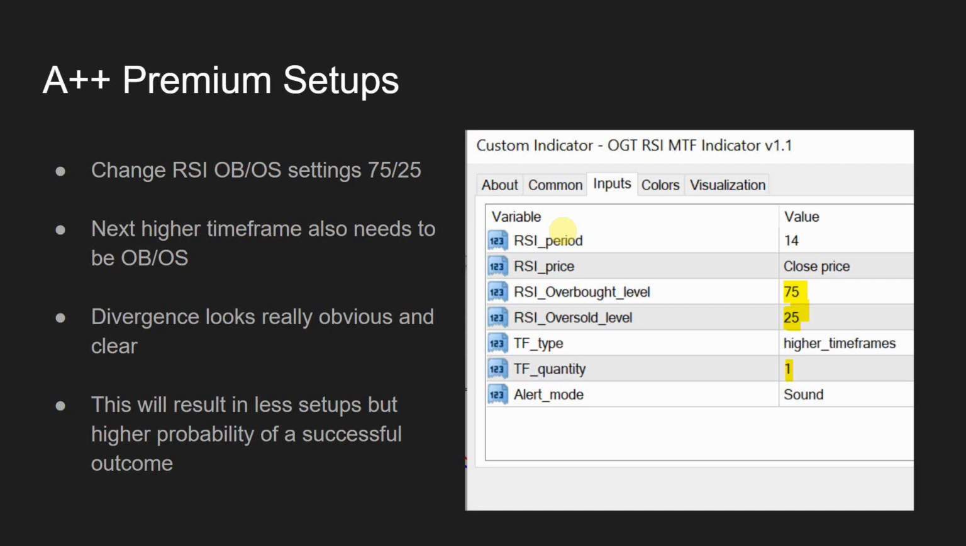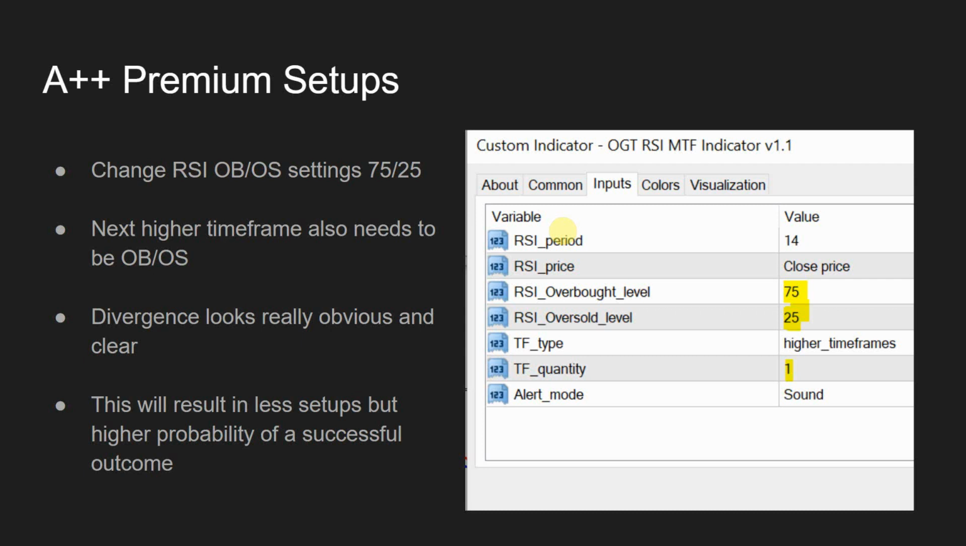So we have just added a completely different dimension to the settings, giving us the rarest kind of situation for this kind of setup to occur. And you'll notice again when you put this on the chart, you will get signals, but there won't be as many as you did previously when you had 70, 30, and 0 on time frame quantity. But again, it gives you those A++ premium setups by doing that.